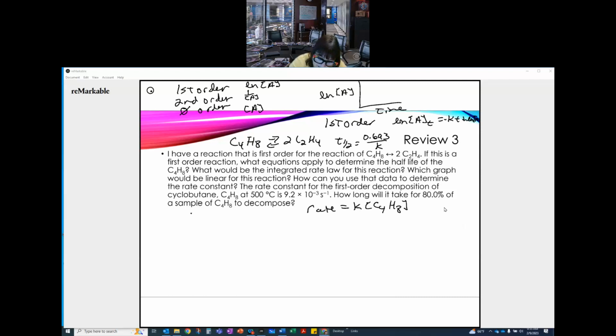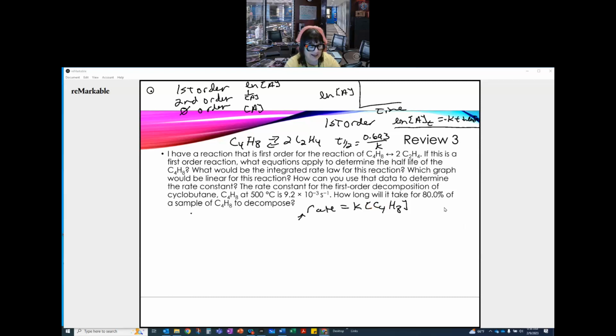Okay. Now, this is my integrated rate law right here. This is just my rate law equation. So if I know what the concentration of C4H8 is, I plug that in and I can solve. If I know a rate and I know what that concentration is, I can solve for k, just like we did in the last one.